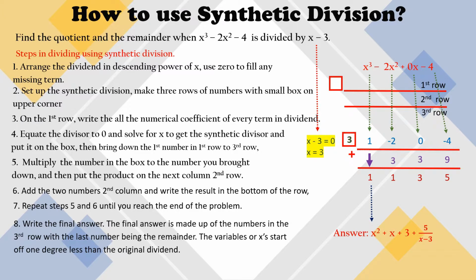So we're going to put x squared on 1, so that will give us x squared. We're going to put x on another 1, so that will give us x. Then this is your 3. Then our remainder, which is the last digit on the third row, is 5. So therefore, our answer is x squared plus x plus 3 plus 5 over x minus 3.